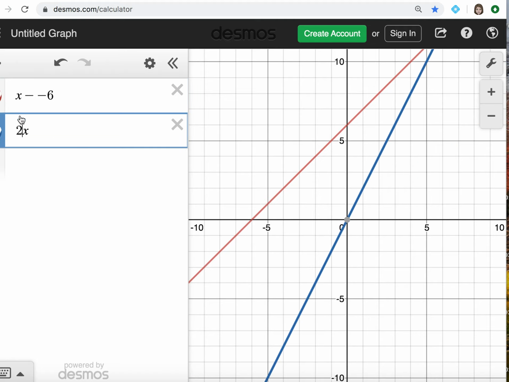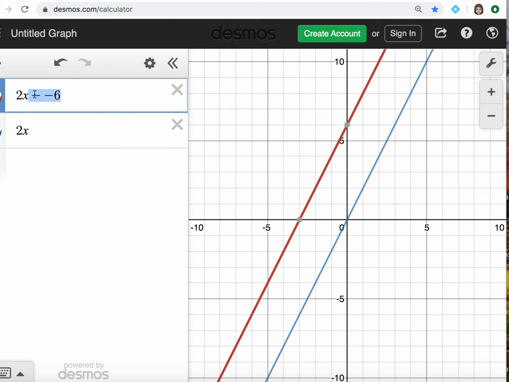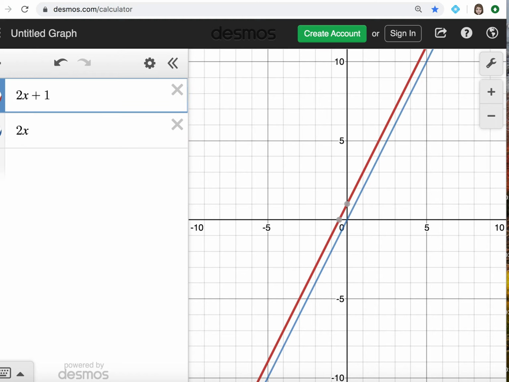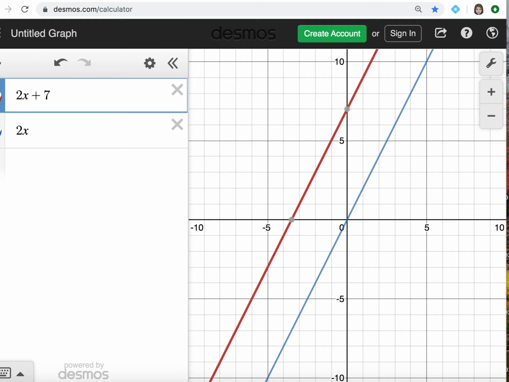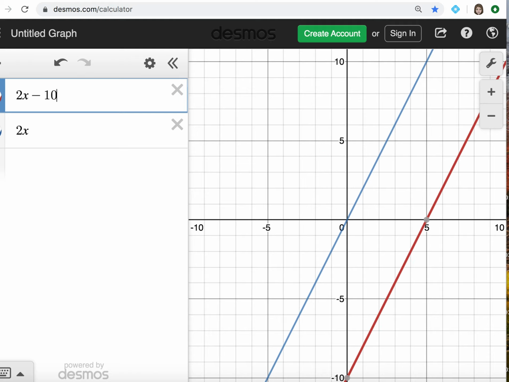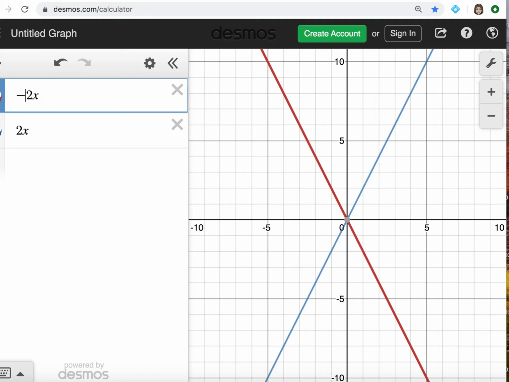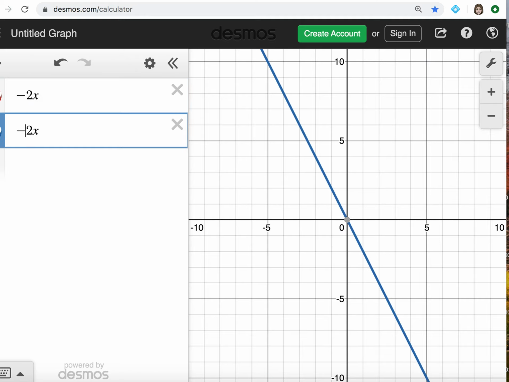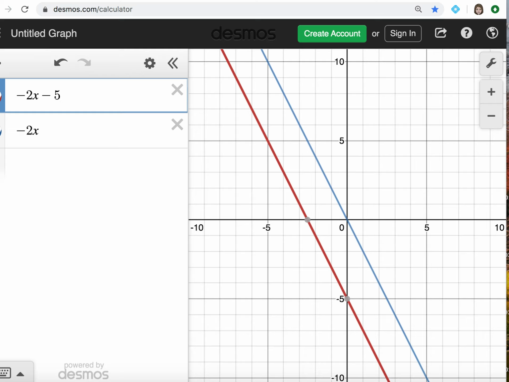This also works if I'm looking at a slope that's not 1. So here's 2x plus 1, shifting up, 2x plus 7, shifting it up even more, subtracting it down, vertical shift down. And this also, the effect of k, remains the same when my m is negative. So if I add a value for k, I'm shifting the graph up. If I'm subtracting, or if my value of k is negative, then that represents a vertical shift down.